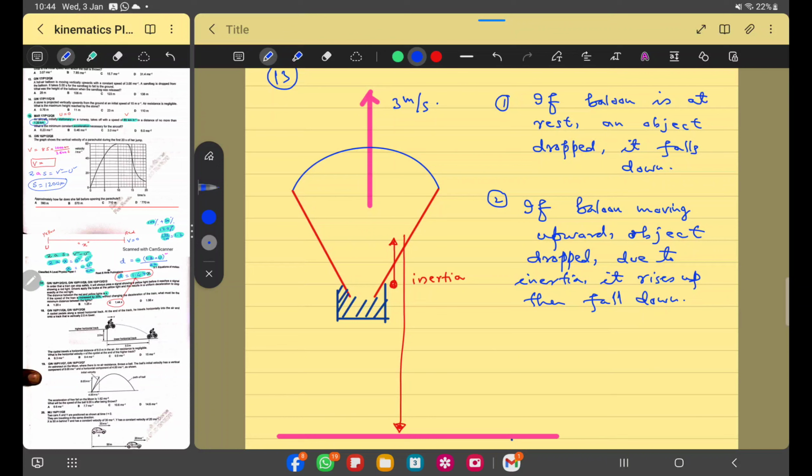If the balloon is at rest, the dropped object always falls down. If the balloon is moving upward and you are dropping an object, then the object rises up, then falls down. It is due to inertia. And if you have noted this concept, then I'm going to solve the question.